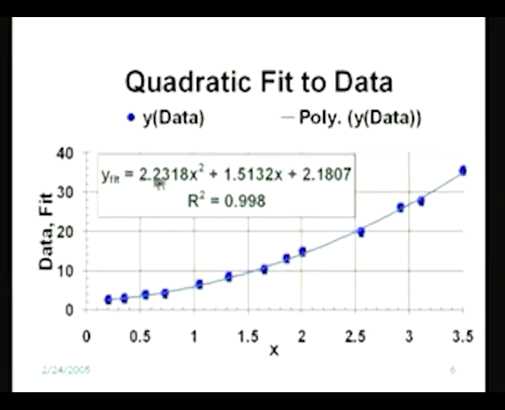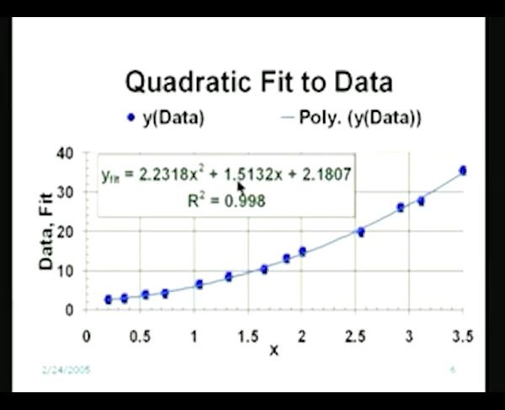So, the fit is given by the formula 2.2318 x squared, 1.5132 x plus 2.1807. This is A naught, this is A1 and this is A2. I have written in the reverse order. And you see that the coefficients of all the terms A naught, A1, A2 are roughly of the same order. That means all the terms are equally important in this particular example. This quantity, this as well as this.